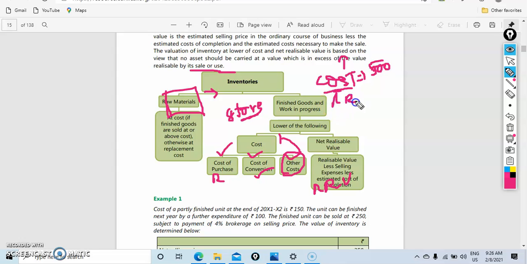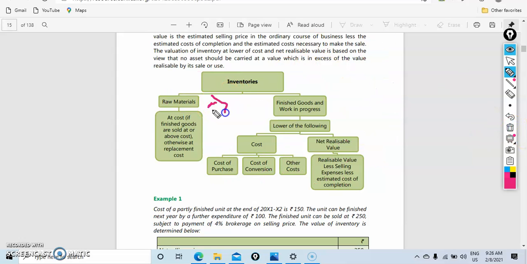And NRV. What is NRV? They will not give the NRV directly. They will give the sales value and the selling expenses. Suppose the sales value is 800 and the selling expenses are 100. Then NRV means 700, you should minus the selling expenses. So 500 was the cost and NRV is 700. Which will we take? Whichever is lower, so cost only we will take. This is one type of question we will get.